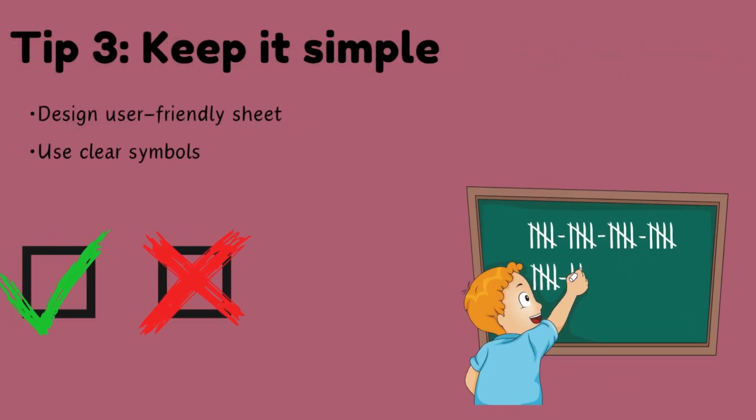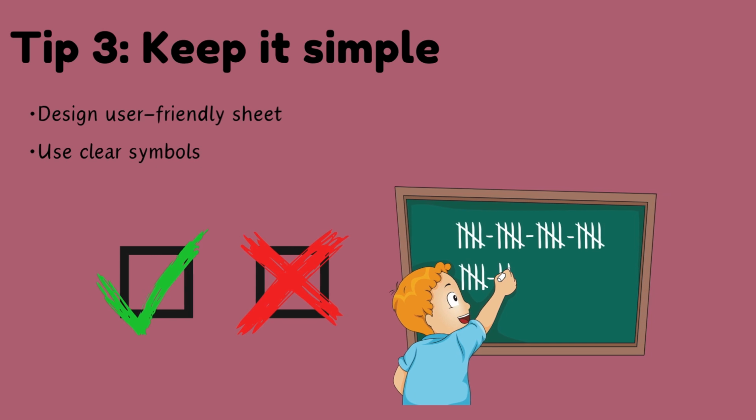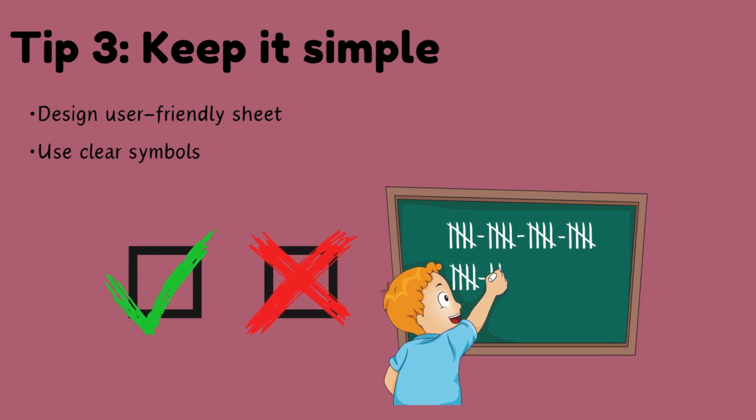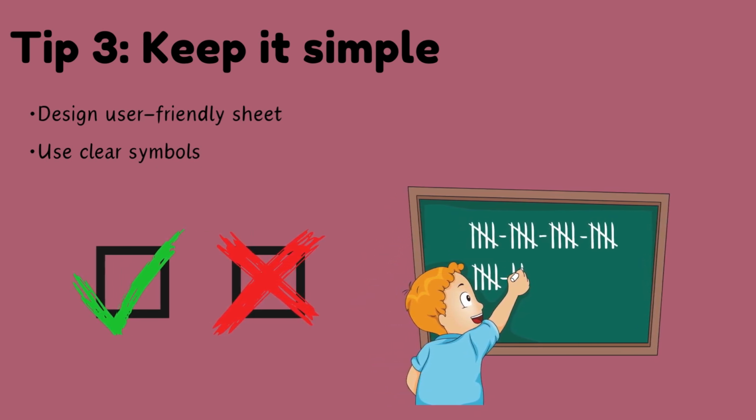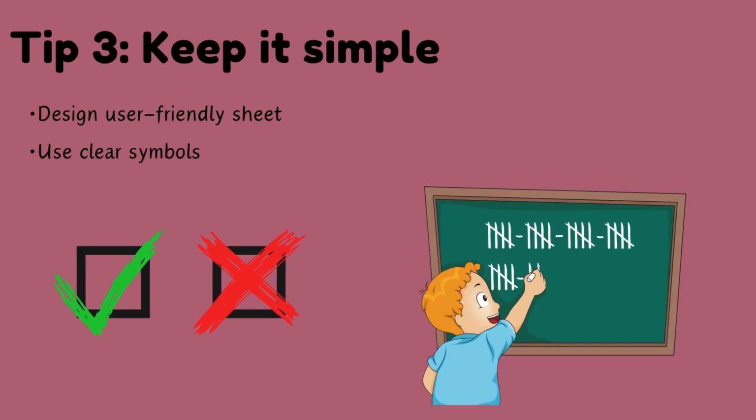Tip 3. Keep the check sheet simple with user-friendly design to ensure recording data without confusion. Ensure symbols are easy to understand and consistent. For instance, use a tick or check mark to indicate that a certain condition or task has been completed or satisfied. Use an X for defects or failures.